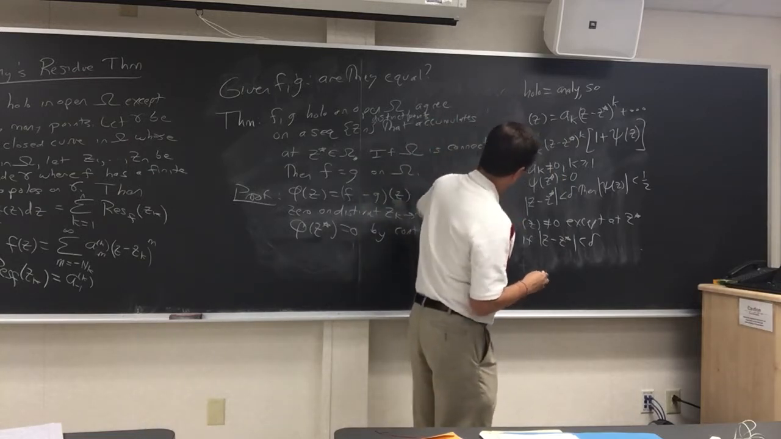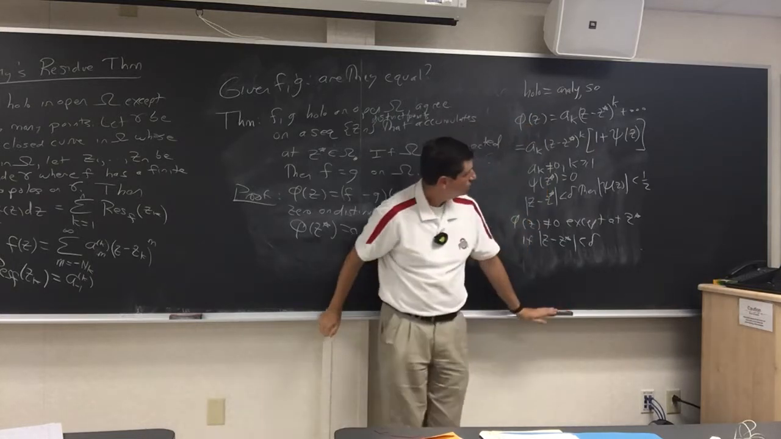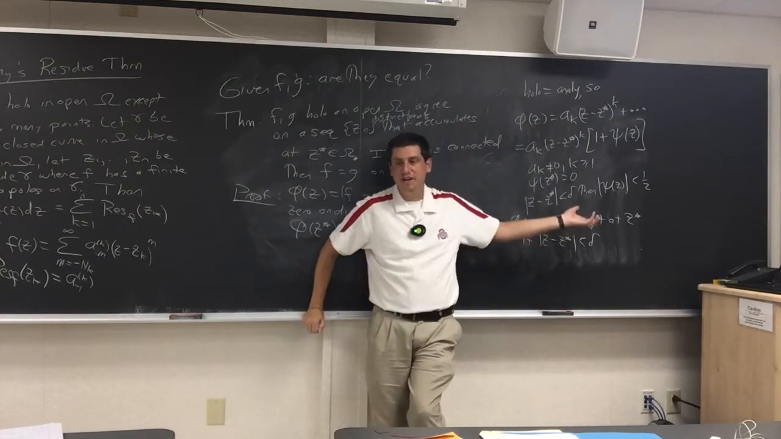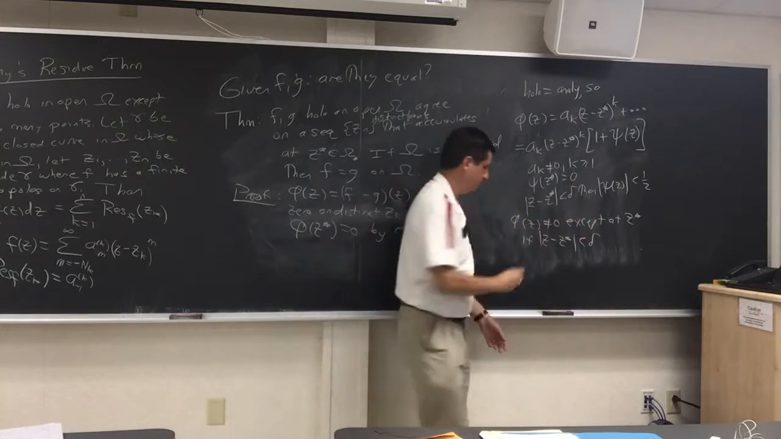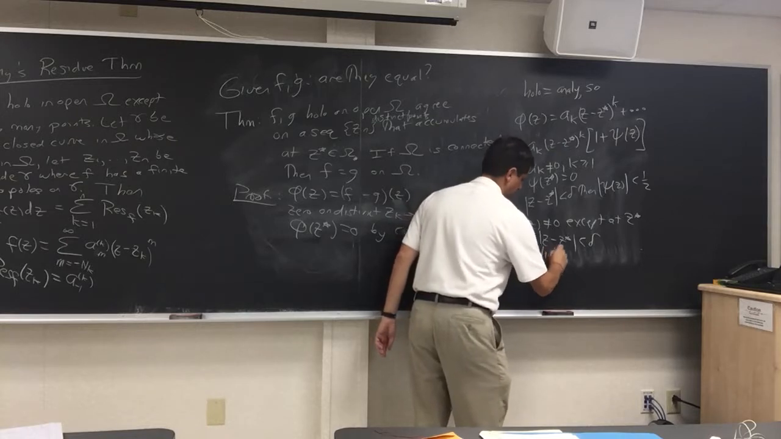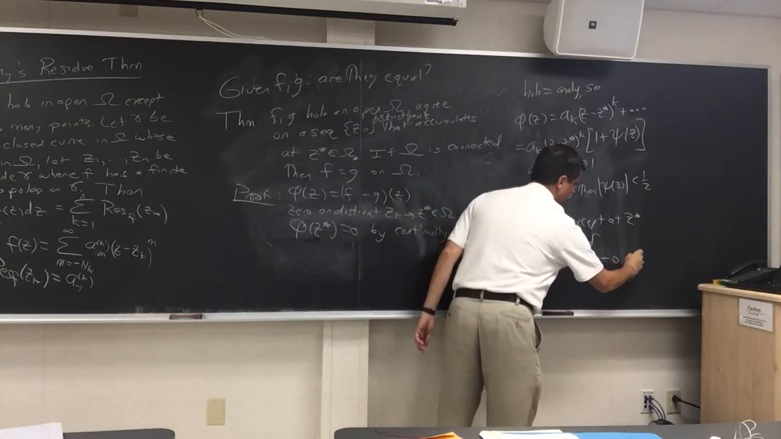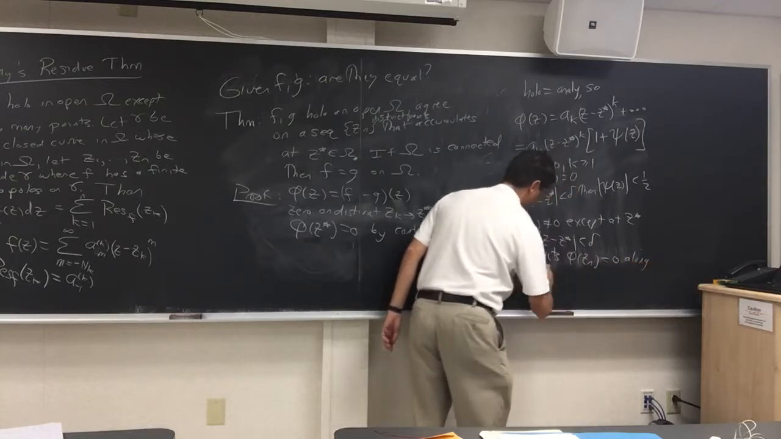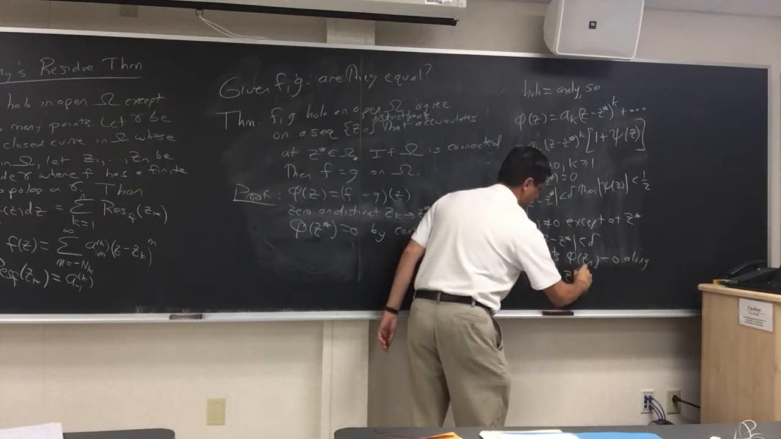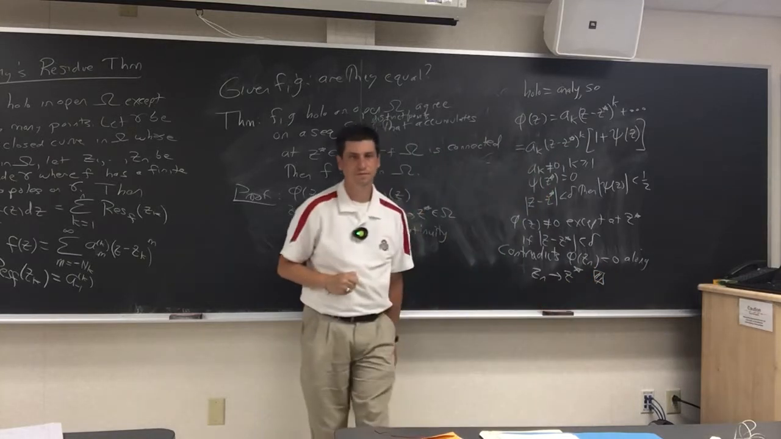Change this to phi. We're looking at the difference. This contradicts the fact that phi was 0 at each of these points. Contradicts phi of z_n equals 0 along z_n going to z star. And that finishes the proof.